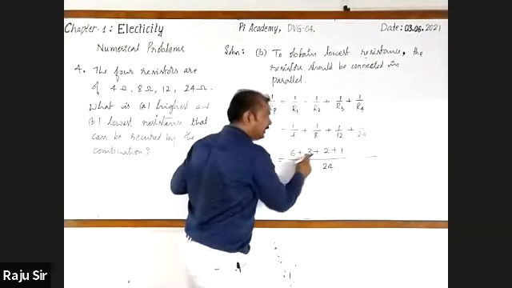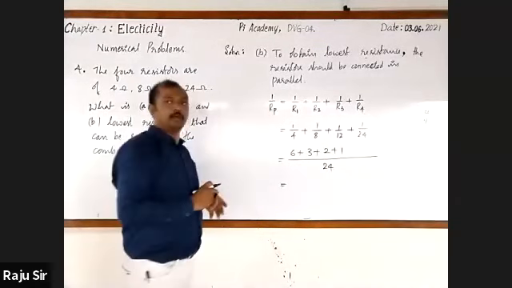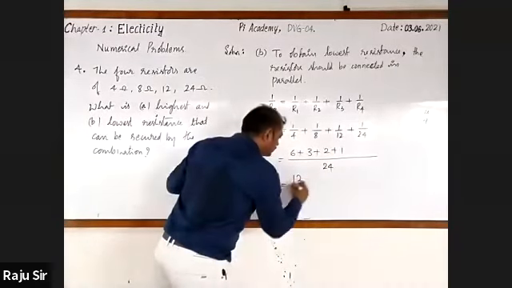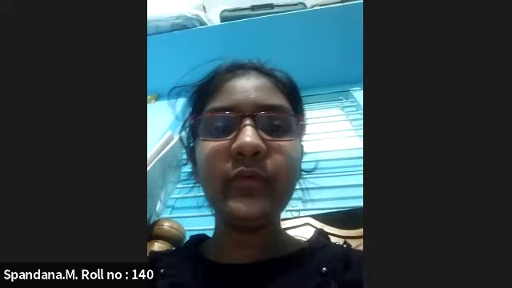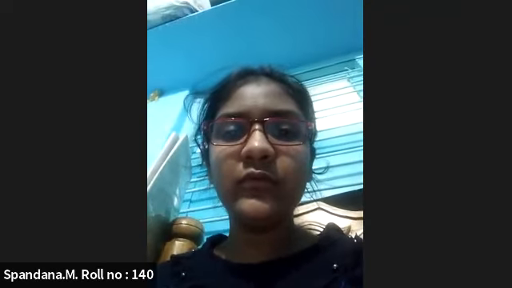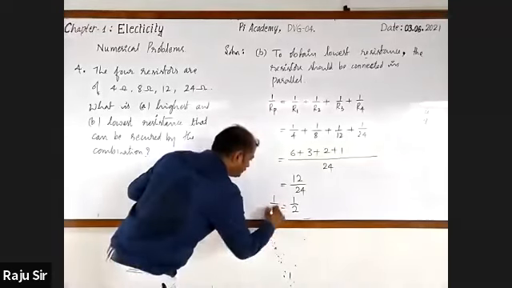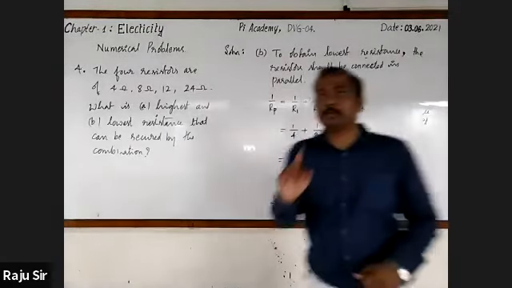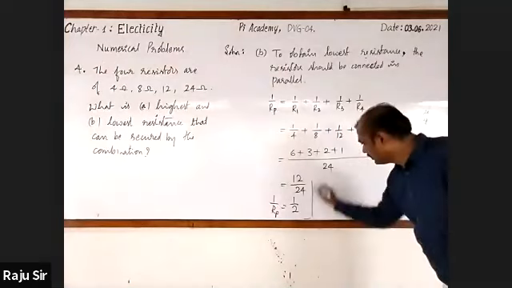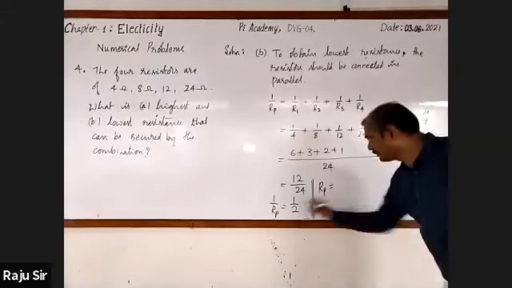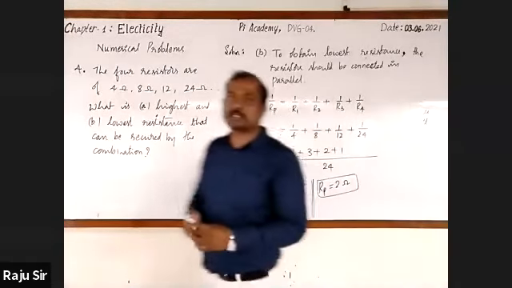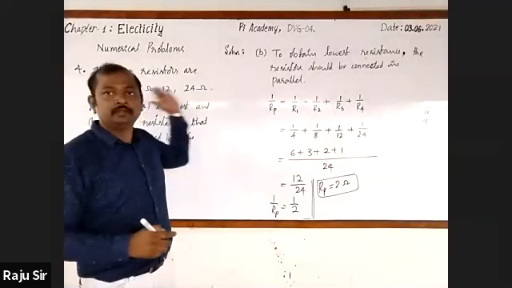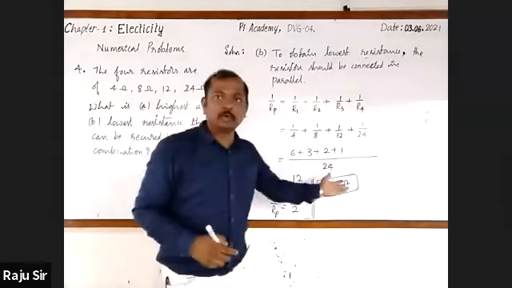6 plus 3 is 9, 9 plus 2 is 11, plus 12. It is 12 by 24, which is nothing but 1 by 2. Reciprocal is 2. Now 1 by Rp is equal to 1 by 2, but we need only Rp. So Rp is equal to the reciprocal of this. It is 2 ohm. The lowest electric resistance that we can obtain by using these 4 resistors is 2 ohm.